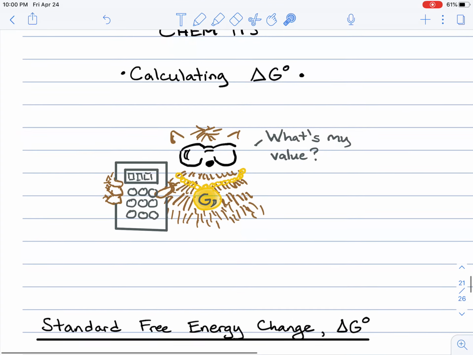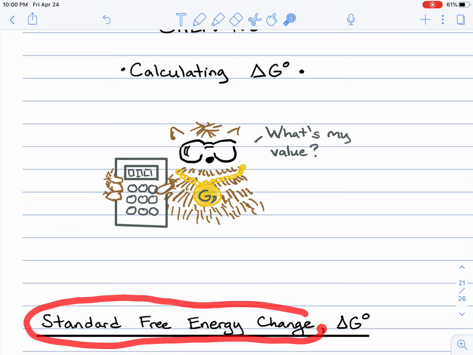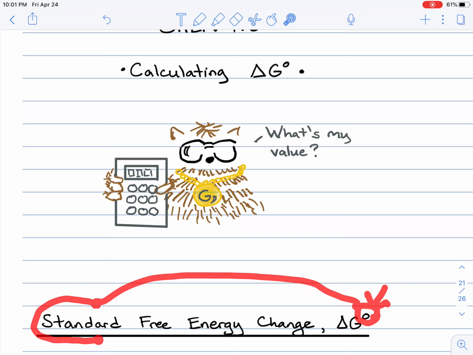The first thing that I do want to point out is that the standard free energy change is represented by this delta G with this circle in the top right-hand corner. And so that circle represents this idea that the free energy change was measured under standard conditions.